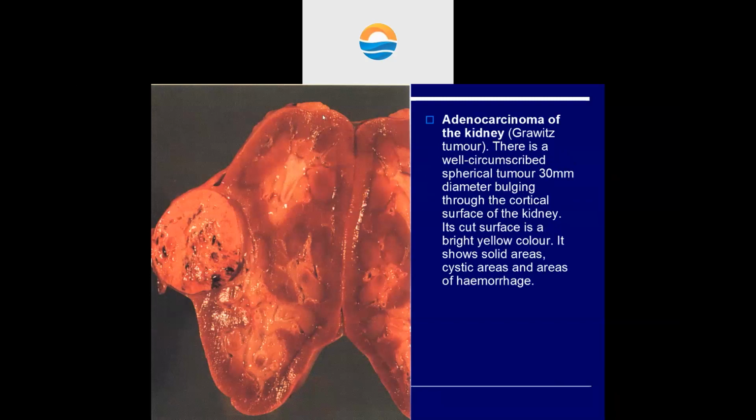Adenocarcinoma of the kidney. Here you see the kidney, cut surface of the kidney, and the area of the tumor, so-called Grawitz's tumor. There is a well-circumscribed spherical tumor, 30 millimeter diameter, bulging through the cortical surface of the kidney. Its cut surface is a bright yellow color. It shows solid areas, cystic areas, and some areas of hemorrhages.